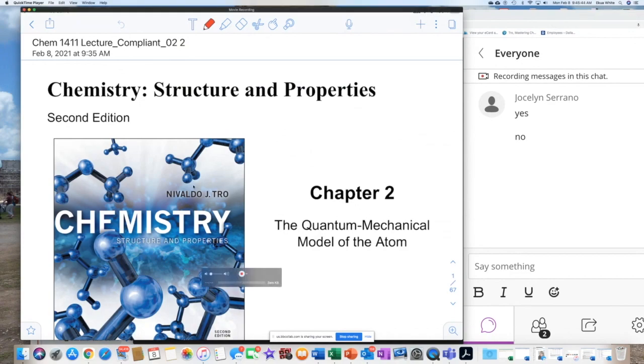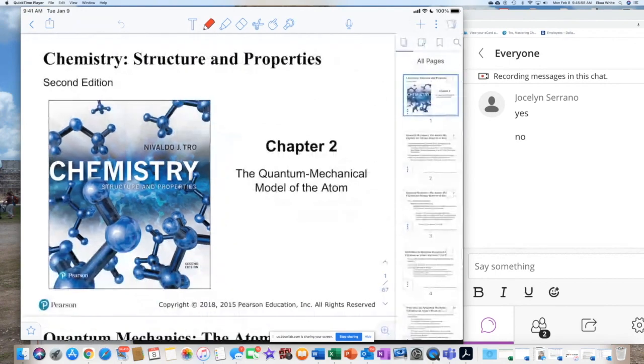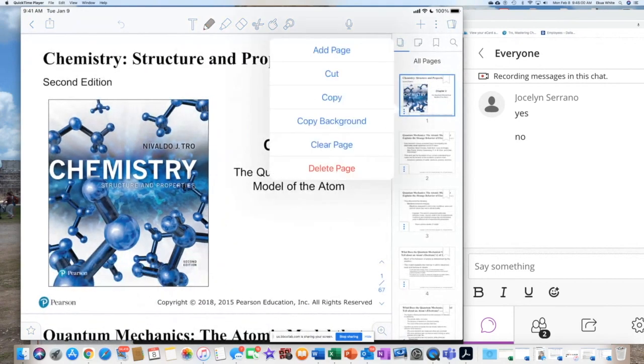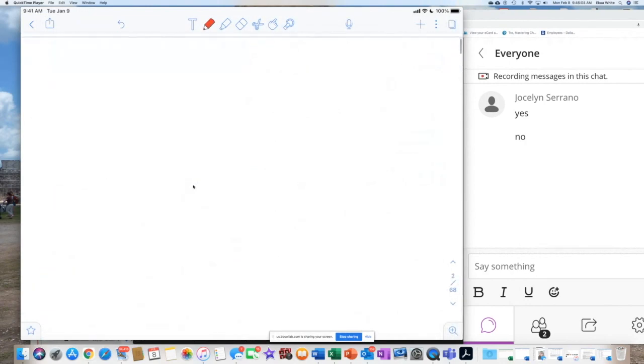In chapter 2, we actually need extra time on that chapter because most of the concepts here are abstract. So this chapter covers the quantum mechanical model of the atom. So the idea is, as we are starting this chapter, I'll quickly review what we covered before. We talked about the different models of the atom.